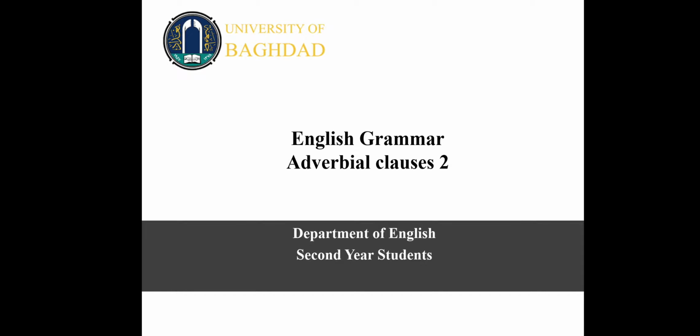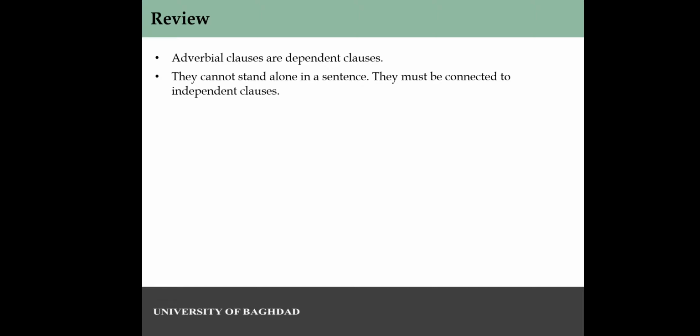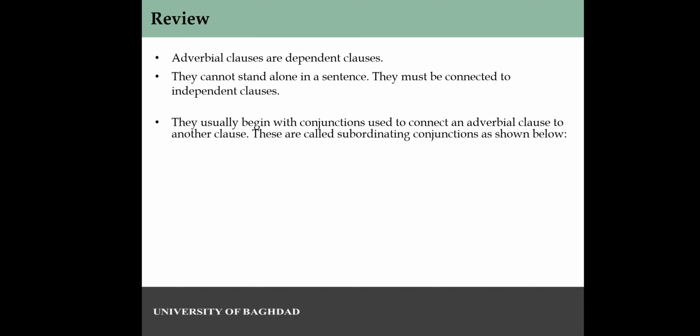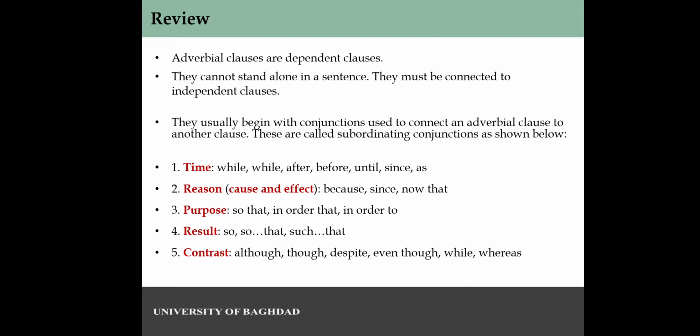Today's lecture is about the second part of adverbial clauses. Let's make a review of these clauses. Adverbial clauses are dependent clauses. They cannot stand alone in a sentence. This means they must be connected to independent clauses, main clauses, in order to complete the meaning of a sentence. They usually begin with conjunctions used to connect an adverbial clause to a main clause or an independent clause. These conjunctions are called subordinating, as shown below.